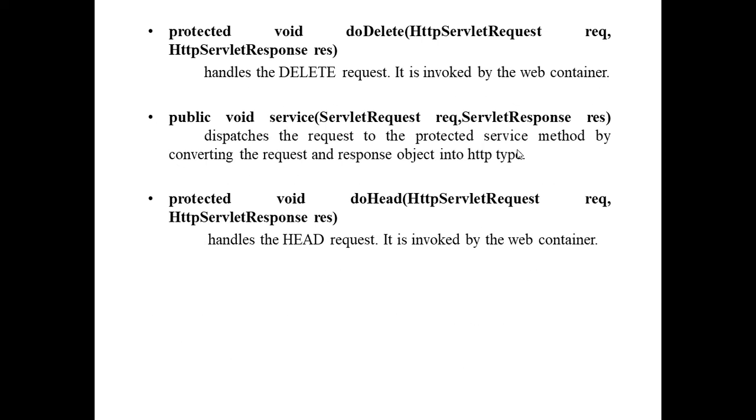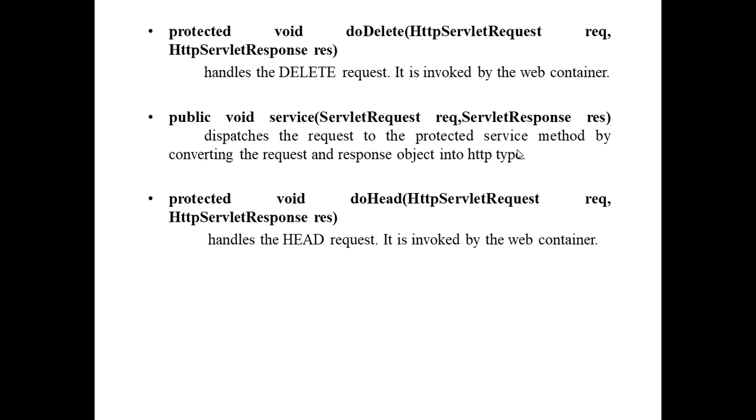The next method is protected void doDelete, having two arguments, HttpServletRequest object and HttpServletResponse object. This method handles the DELETE request and it is also invoked by the web container. And this method performs the HTTP DELETE request. The fourth method is public void service, having two parameters, ServletRequest object and ServletResponse object.